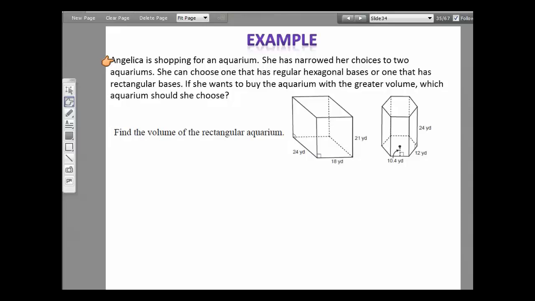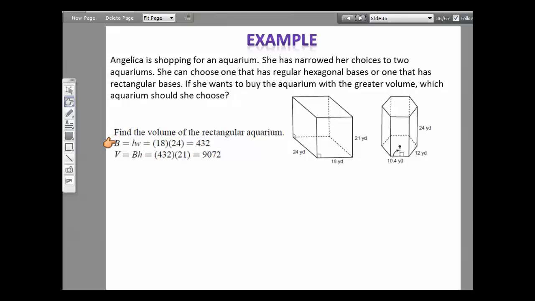Angelica is shopping for an aquarium. She has narrowed her choices to 2 aquariums. She can choose one that has regular hexagonal bases or one that has rectangular bases. If she wants to buy an aquarium with the greater volume, which aquarium should she choose? So you're going to have to figure out the volume for each one of the prisms.